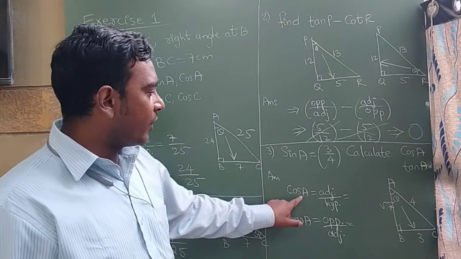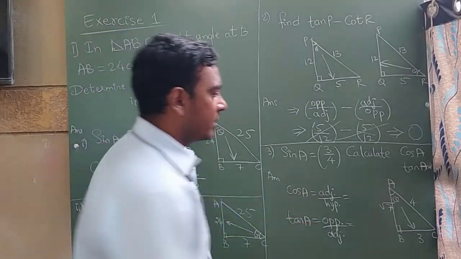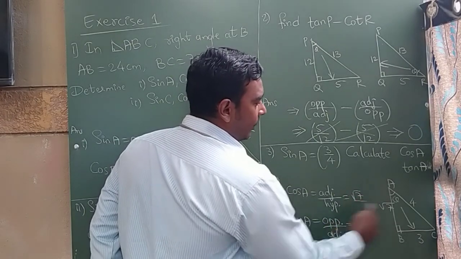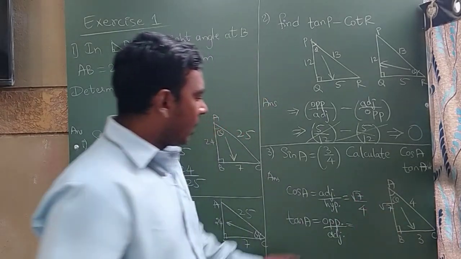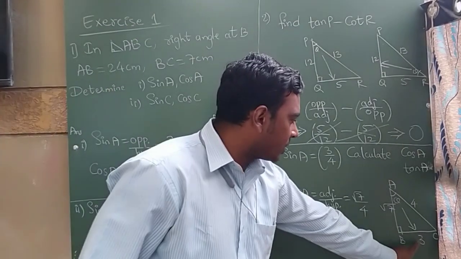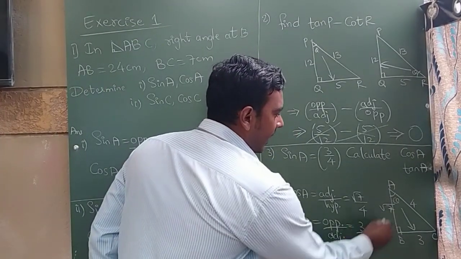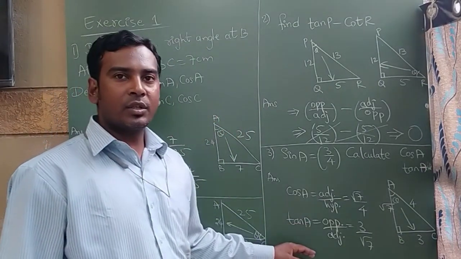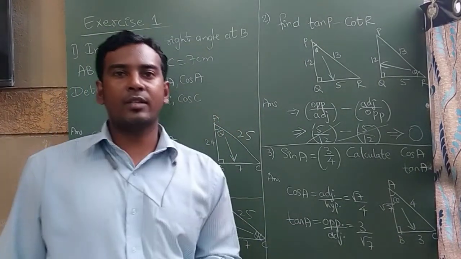Now what is the formula for cos A? Adjacent upon hypotenuse. This is the adjacent side. Adjacent is root 7, hypotenuse is 4. Now what is tan A? Tan A is opposite upon adjacent. Opposite is 3 and adjacent is root 7. This completes your question number 3. Let's move on to the next question.